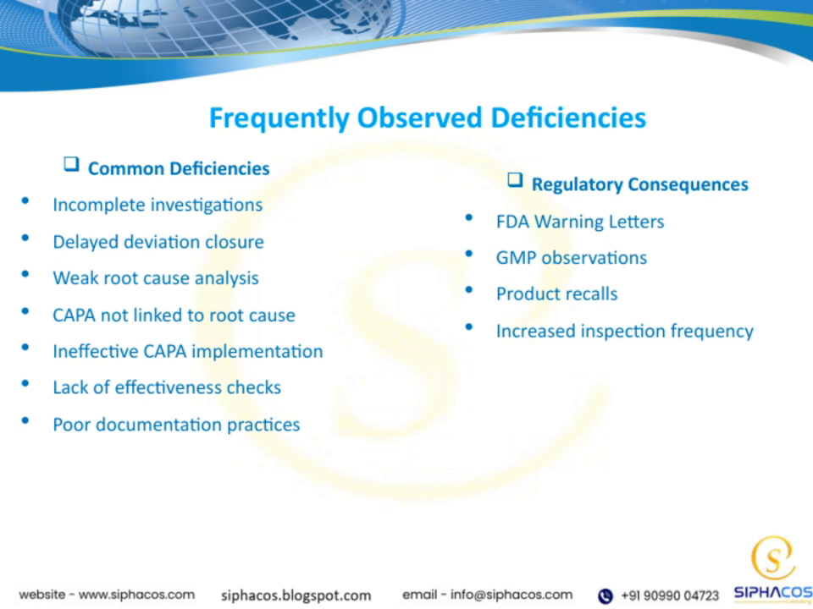Lastly, poor documentation practices are a recurring problem. Without thorough, accurate records, it becomes difficult to demonstrate compliance or track corrective actions. All of these points highlight how vital it is to maintain robust, compliant processes, not just to avoid regulatory penalties, but to ensure product quality and patient safety.